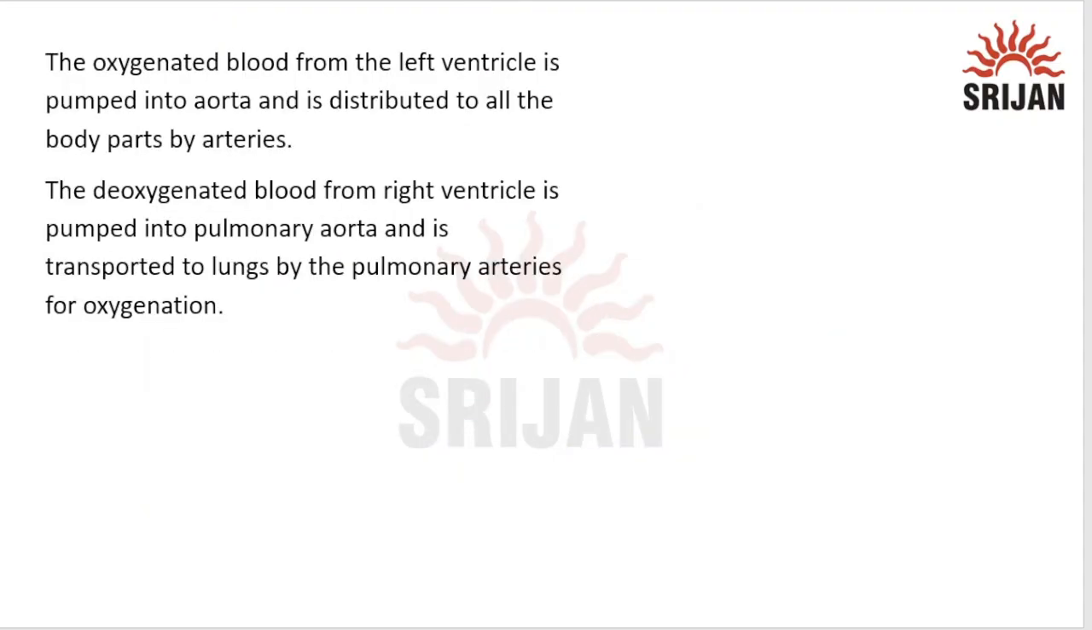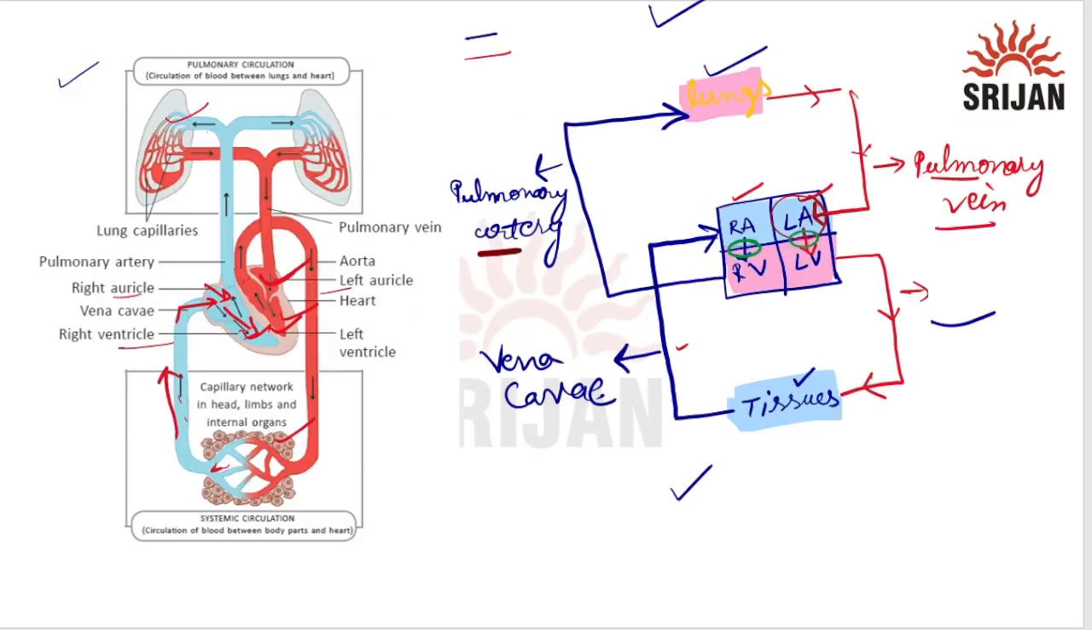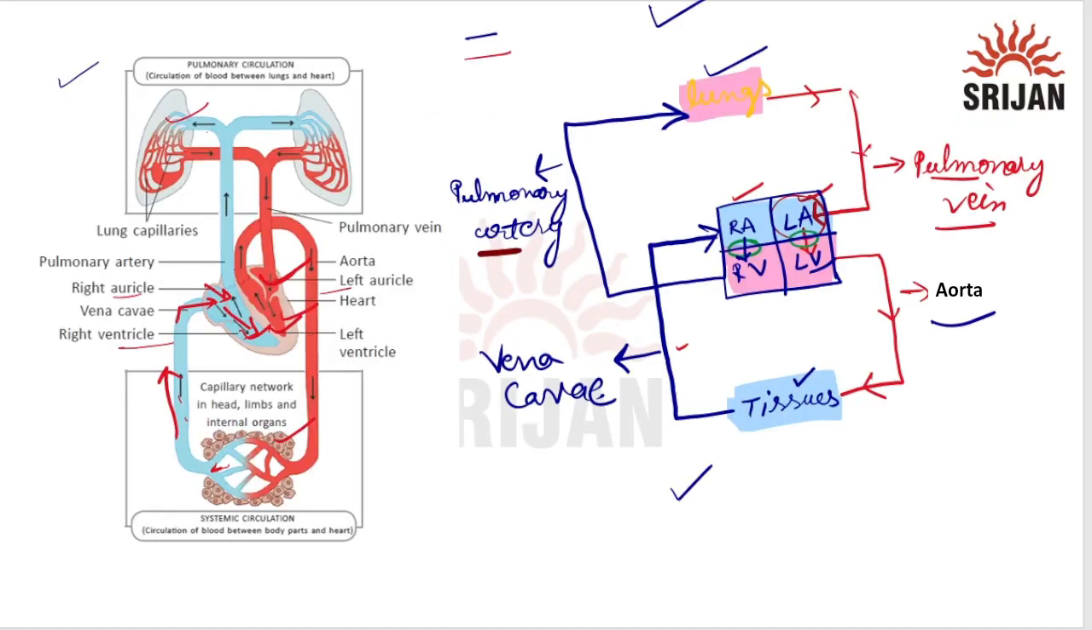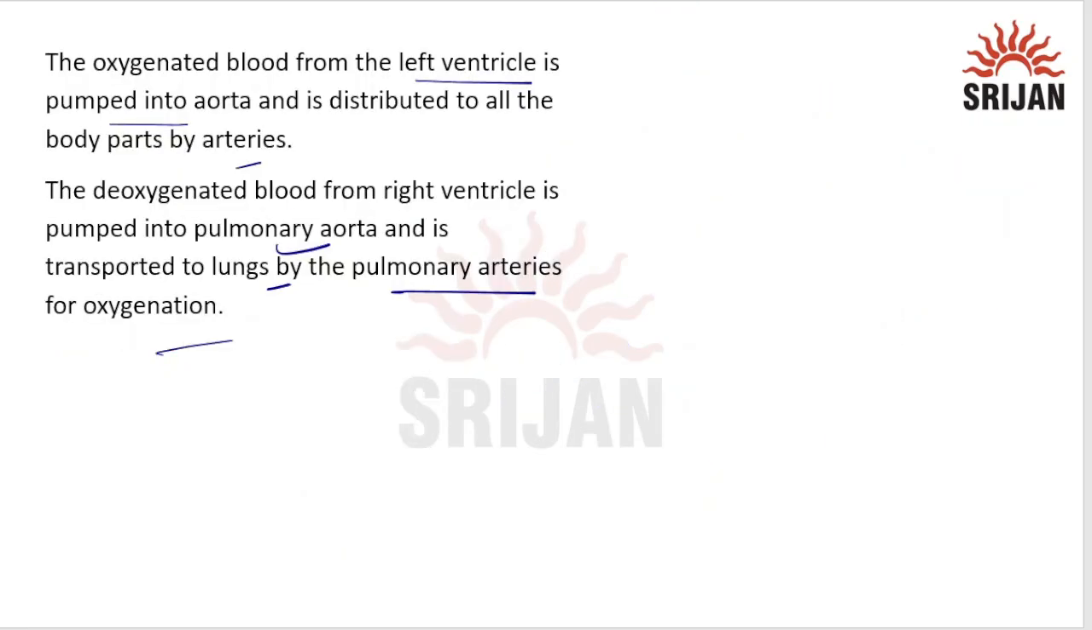Now comes that the oxygenated blood from the left ventricle is pumped into the aorta. As you can see here, from the left ventricle the blood goes to the aorta and is distributed to all the body parts by the arteries. The deoxygenated blood from the right ventricle is pumped into the pulmonary trunk and is transported to the lungs by pulmonary arteries for oxygenation. As you can see in this diagram also, the right ventricle was pushing the blood through the pulmonary artery to the lungs. I hope the topic is clear to you. Thank you.